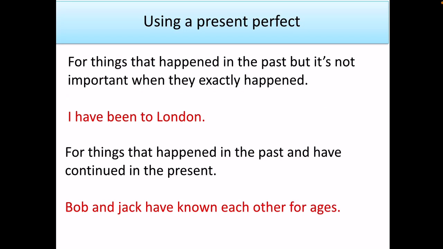Okay, this is one. Another use is for things that happened in the past and have continued in the present. For example, Bob and Jack have known each other for ages.